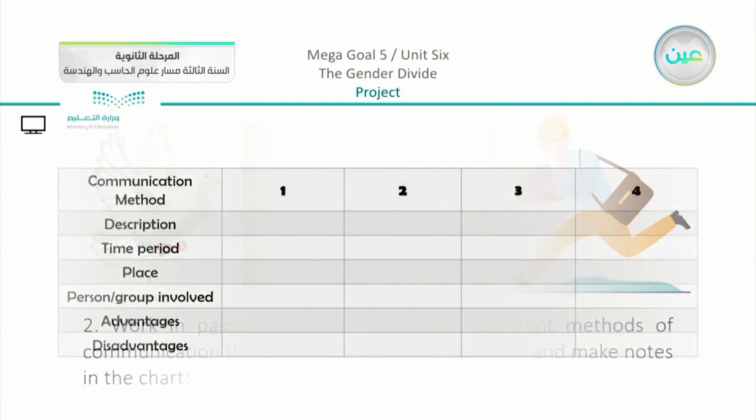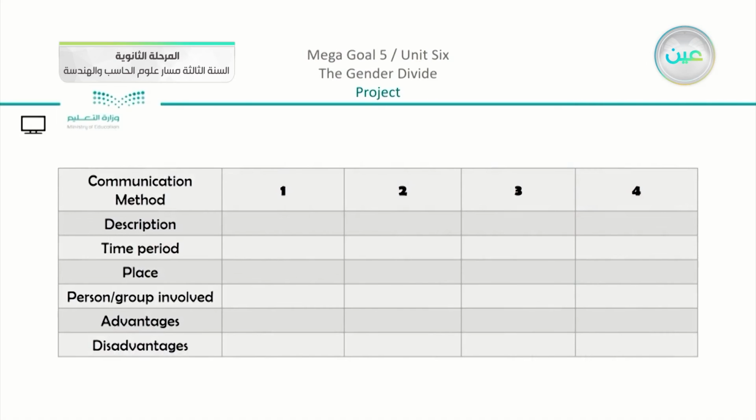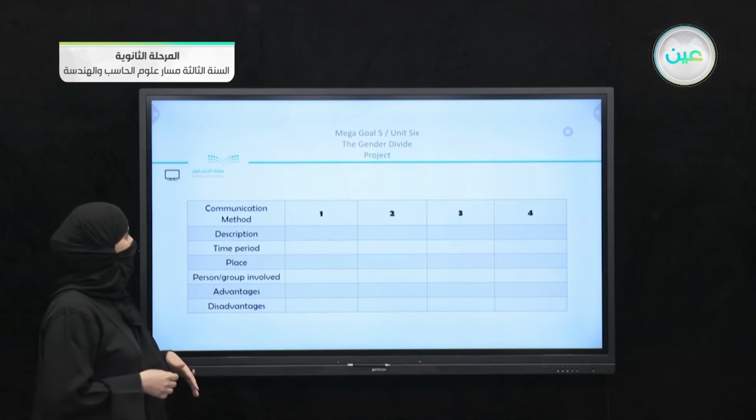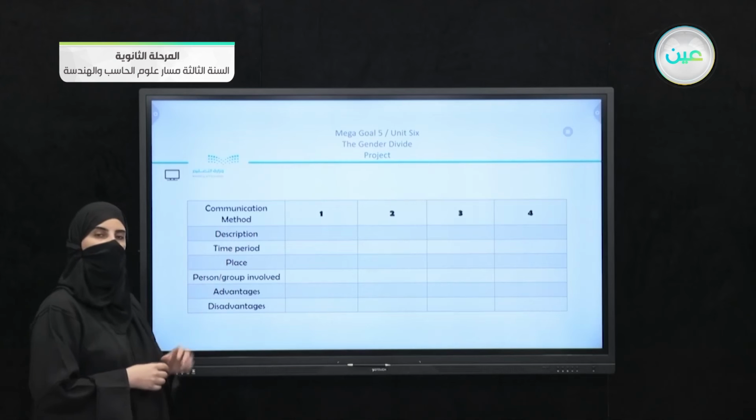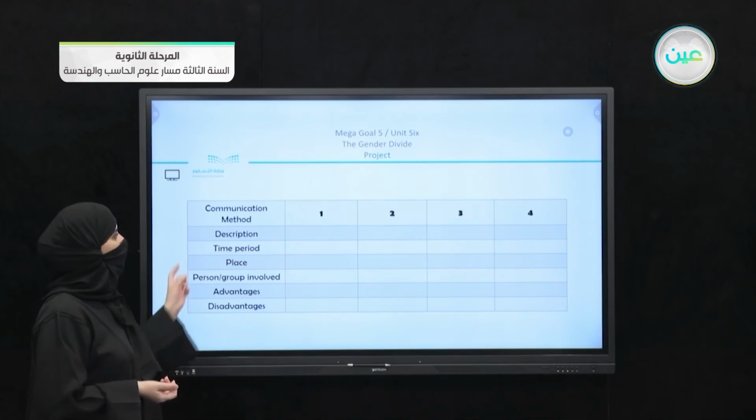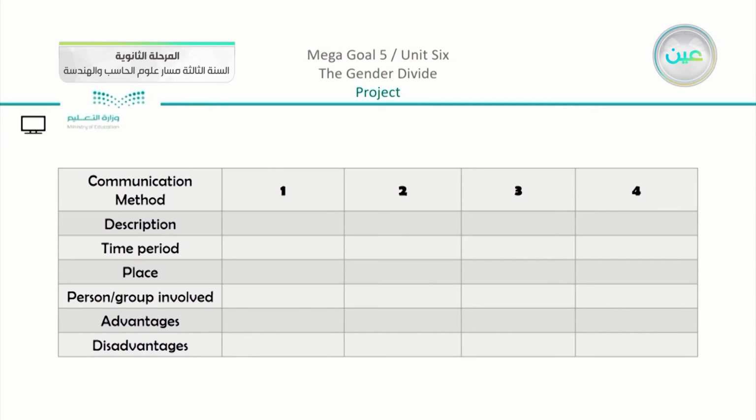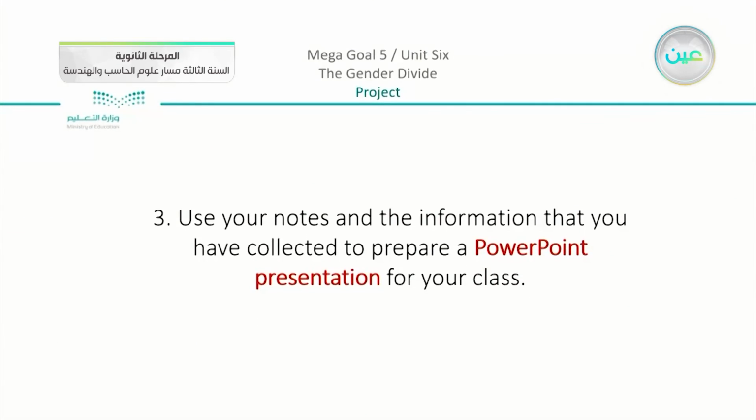Now, we do have our chart in the book. You can see that there are 4 columns here. You can write about 4 methods. Now, put in mind that we have the first communication method. You're going to choose a description about each method. The time period, is it something new? Is it something old? How old was it? The place, the person or the group involved, the advantages and the disadvantages of this type of communication. So here you can think about different and interesting types of communication that people used to use.